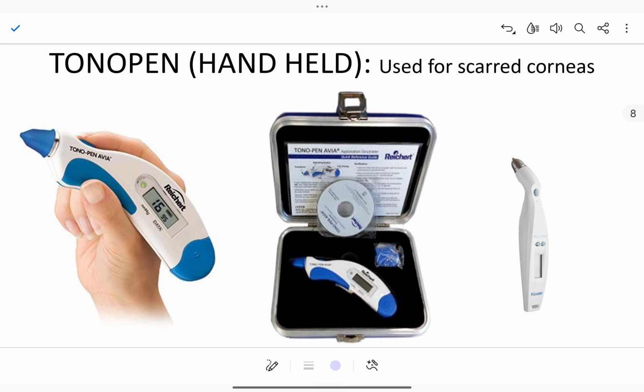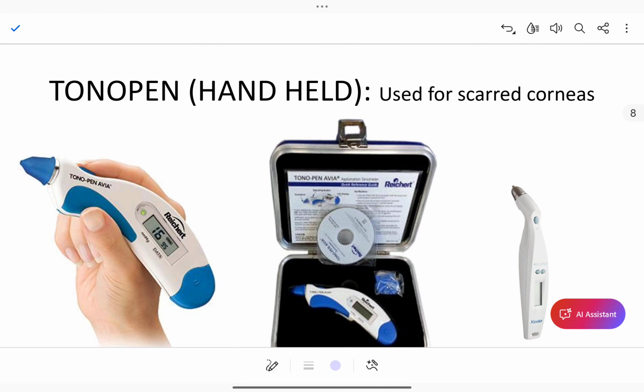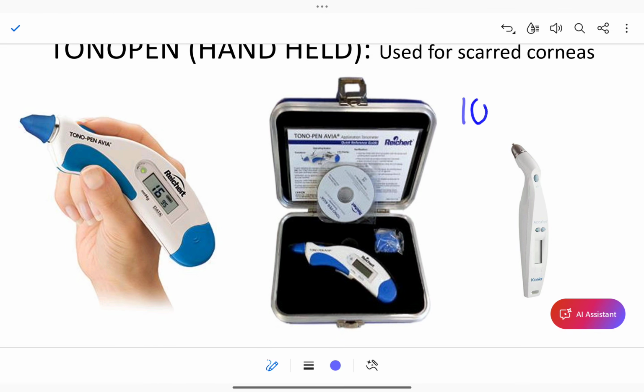What is tonopen? Tonopen is a handheld portable tonometer used by ophthalmic professionals to measure IOP, that is intraocular pressure. It applies gentle applanation to the cornea after numbing with a topical anesthetic, providing a quick digital reading via a beep and display, ideal for screening glaucoma or irregular pressure even in non-cooperative patients.